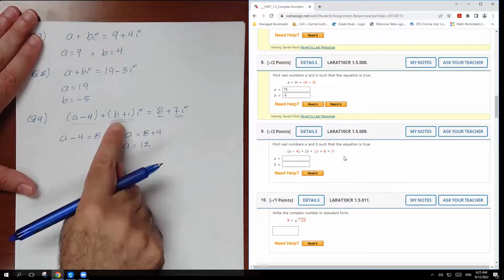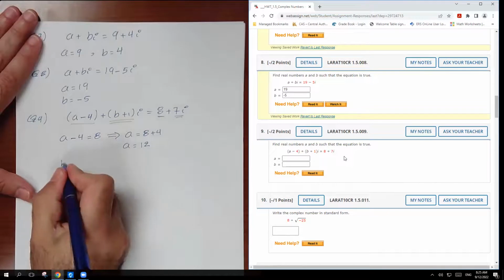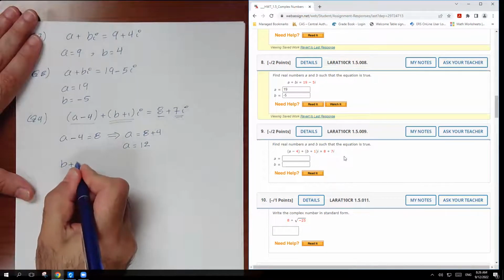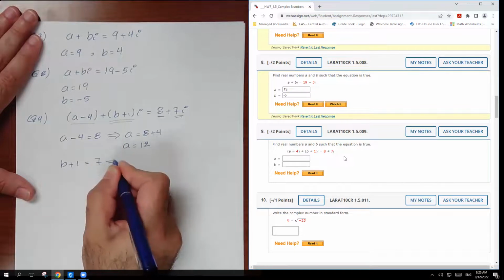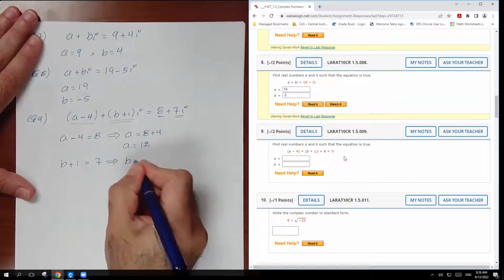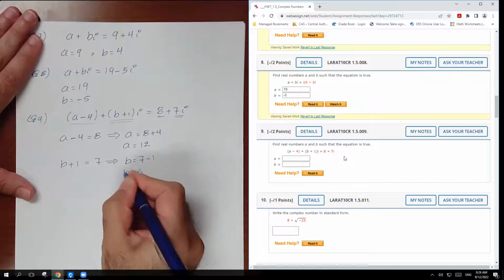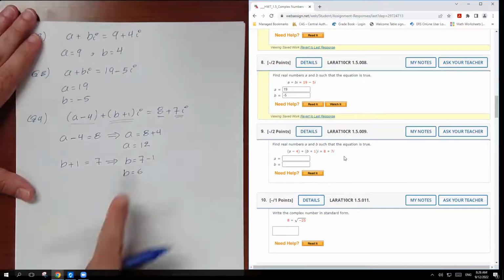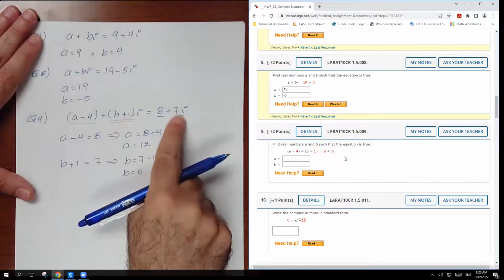We're going to do the same thing with the value of B. B plus 1 is going to equal 7, the imaginary part. We need to solve this one, minus 1 from both sides. So B is going to be 7 minus 1, which equals 6. So if you plug in 6 here, 6 plus 1 equals 7.